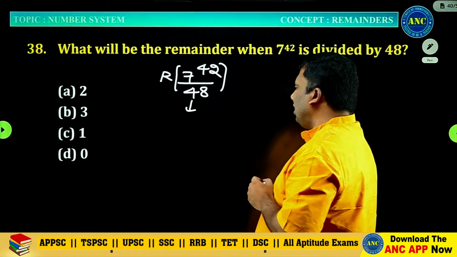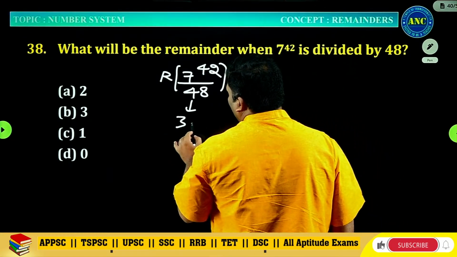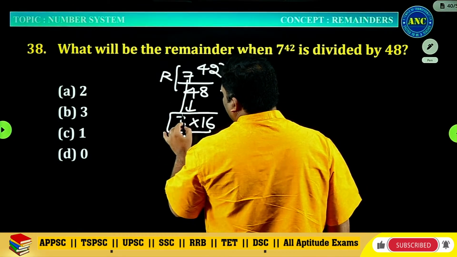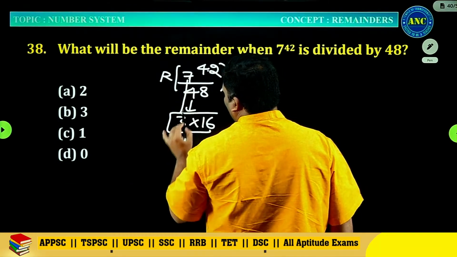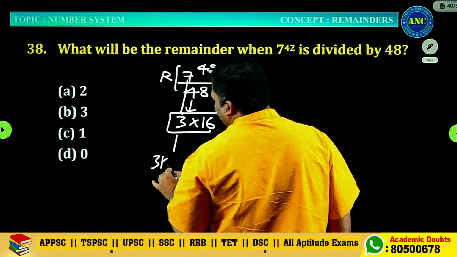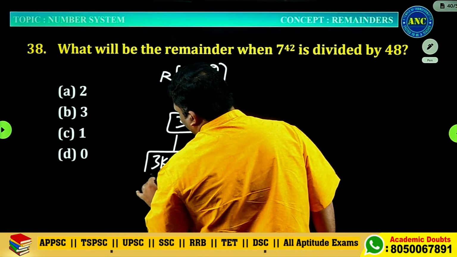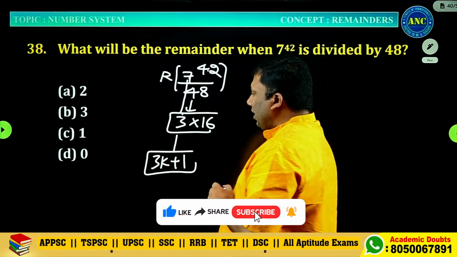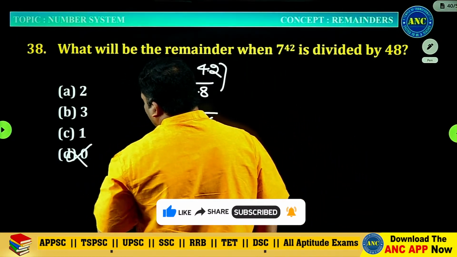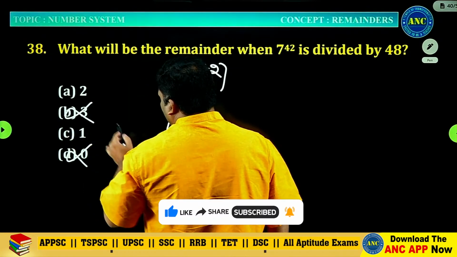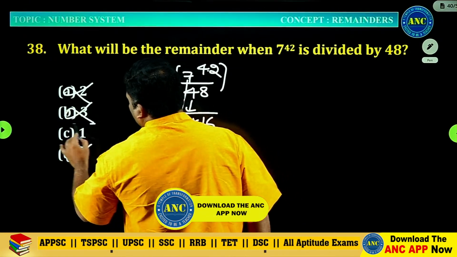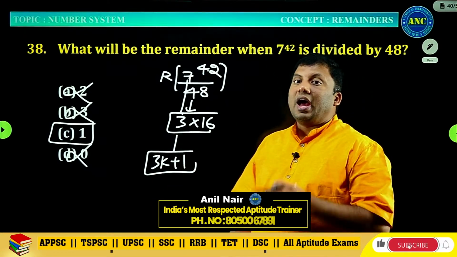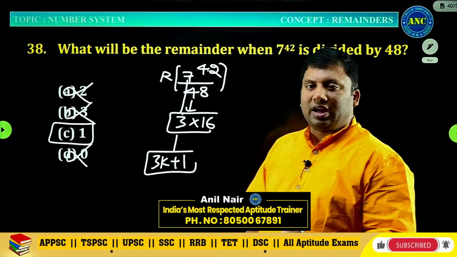You write the denominator as a product of coprimes. 3 into 16. First divide by 3. 3 2s are 6, remainder 1. The answer, when divided by 3, should give remainder 1. 0 is perfectly divisible by 3. It is divisible by 3. It is 3 into 0 plus 2. Without even dividing by 48, I am able to eliminate 3 incorrect answer options.